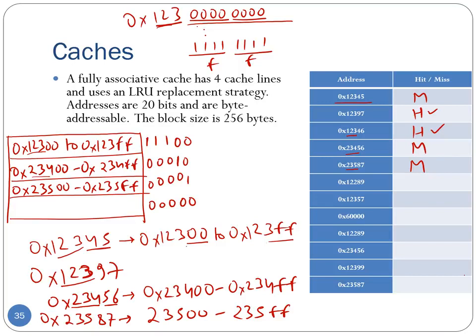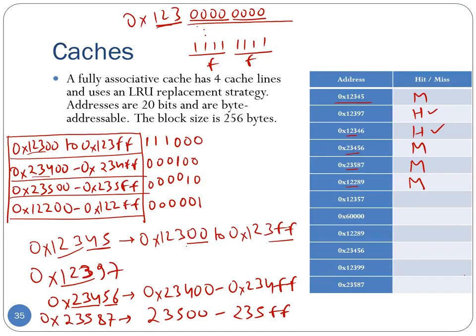Next we have hexadecimal 12289. You see tag 122 is not present in the cache. We have 123, 234 and 235, so this is also going to be a miss. In response to this miss, we'll bring in everything in the range 12200 to 122FF, right? Let's bring it in the last row, the last cache line. So we have 12200 to hexadecimal 122FF. We just now accessed the last row, so we'll mark a 1 here and a 0 in front of all other rows.